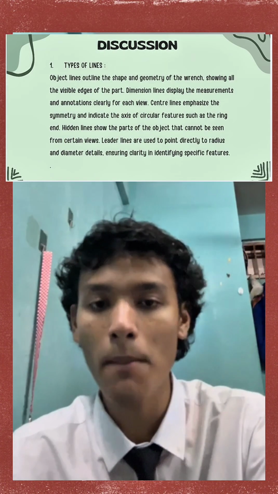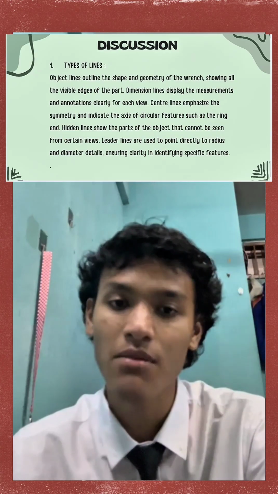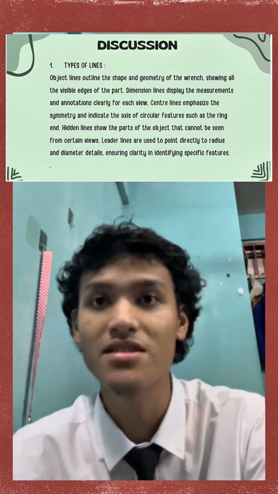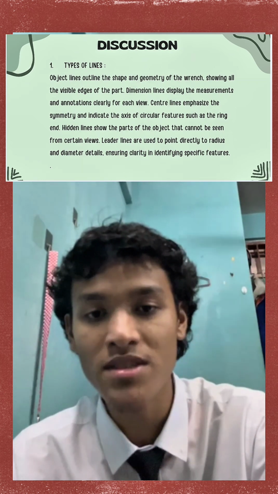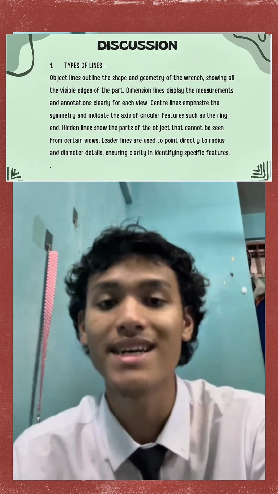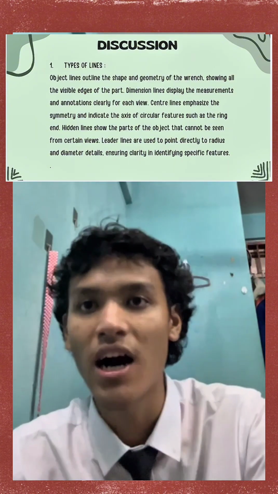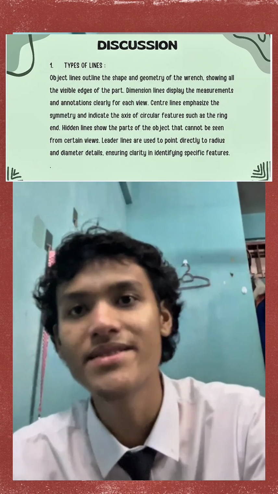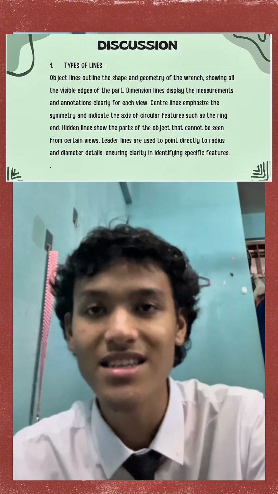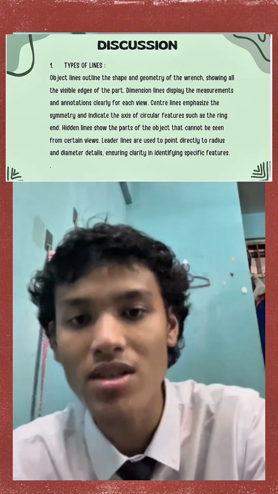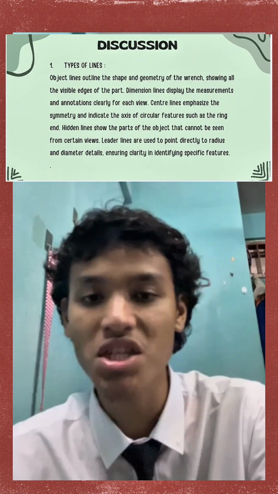Now, I will explain our discussion section, which covers line types, projection types, material, and layers used in the drawing. First of all, types of lines. The drawing used several important engineering line types, such as object lines to outline the visible shape of the wrench, hidden lines to show invisible edges, center lines to indicate circular features, dimension lines to show measurements, and lastly, leader lines to point to specific details like radius or diameter. These line types help communicate the correct information clearly and professionally.